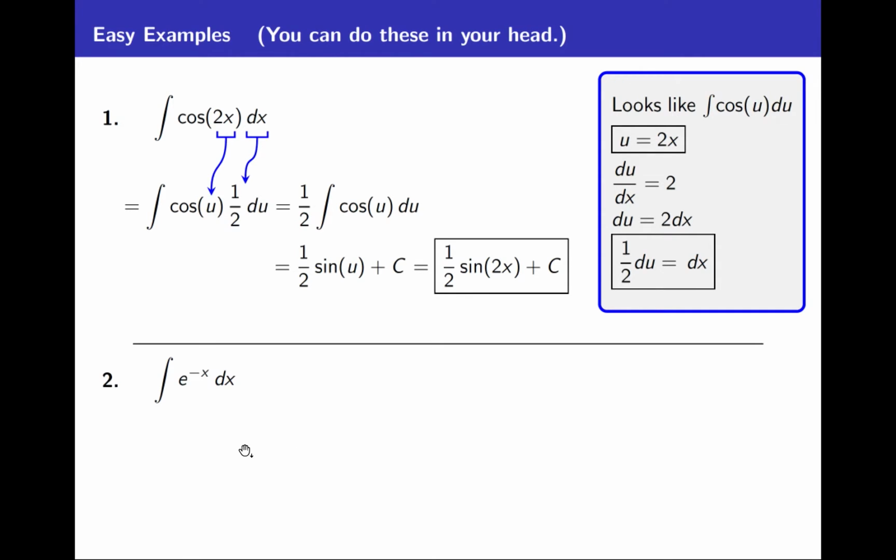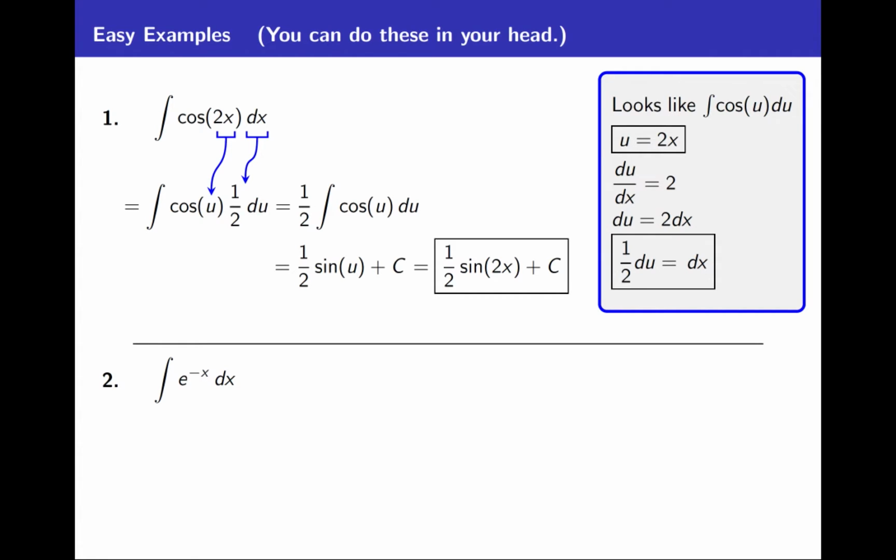Moving on to another example, how about the integral of e to the minus x dx? And this is also one that you should be able to do in your head. Maybe if you can't do it in your head now, you're going to quickly reach the point where you just do it automatically because it's so simple. You're looking for an antiderivative of e to the minus x, and you're going to be thinking, well, that would just be e to the minus x.